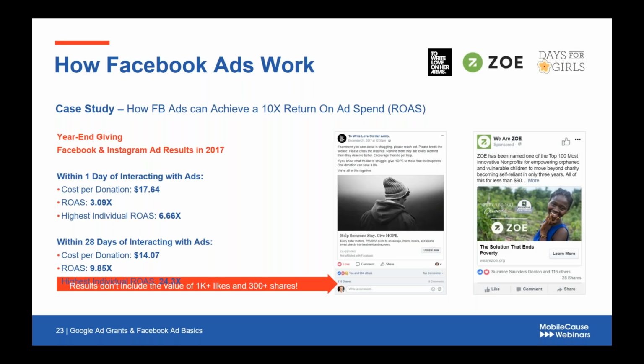Now, even in 1 day, our return on ad spend was over 3x, so 300%, right? So for every $100 we're putting in, we're seeing 300 come back, which we were very impressed by. The organization that performed the highest here had over a 6x return on ad spend within 1 day. Within 28 days, the results were even better, where we had an average return on ad spend of almost 10x. So very impressive. The highest here was 24x, which was really just remarkable.